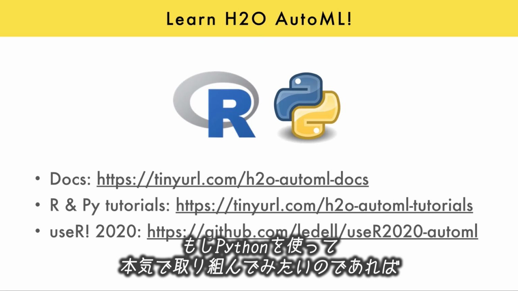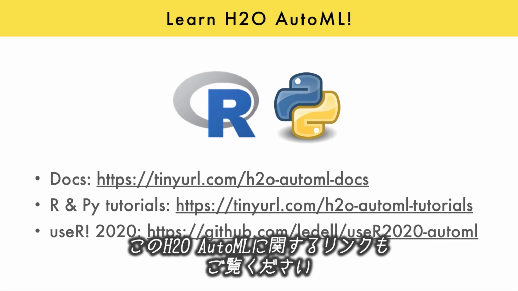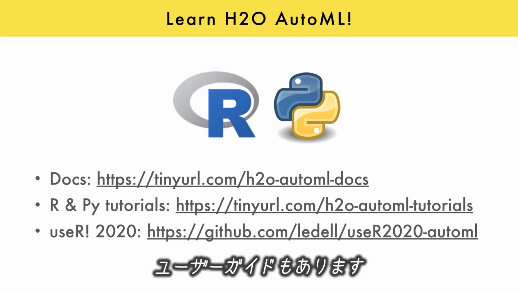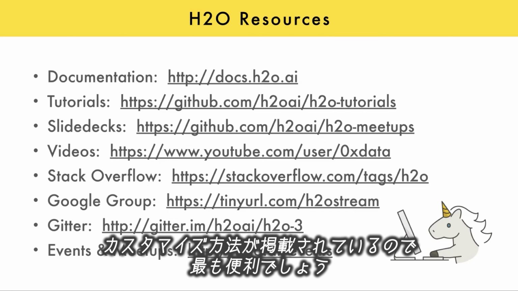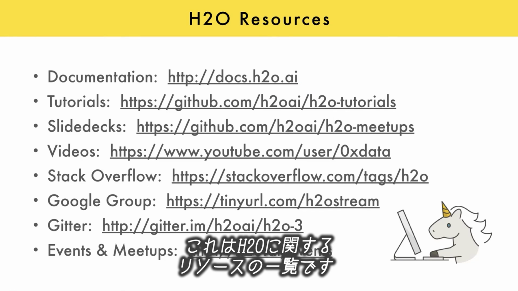And then these are the links to learning H2O AutoML if you want to get your hands dirty with R or Python. And then the user guide, the top link here, is probably the most useful because that'll show you all the parameters and how you can customize it. And that's some H2O resources.